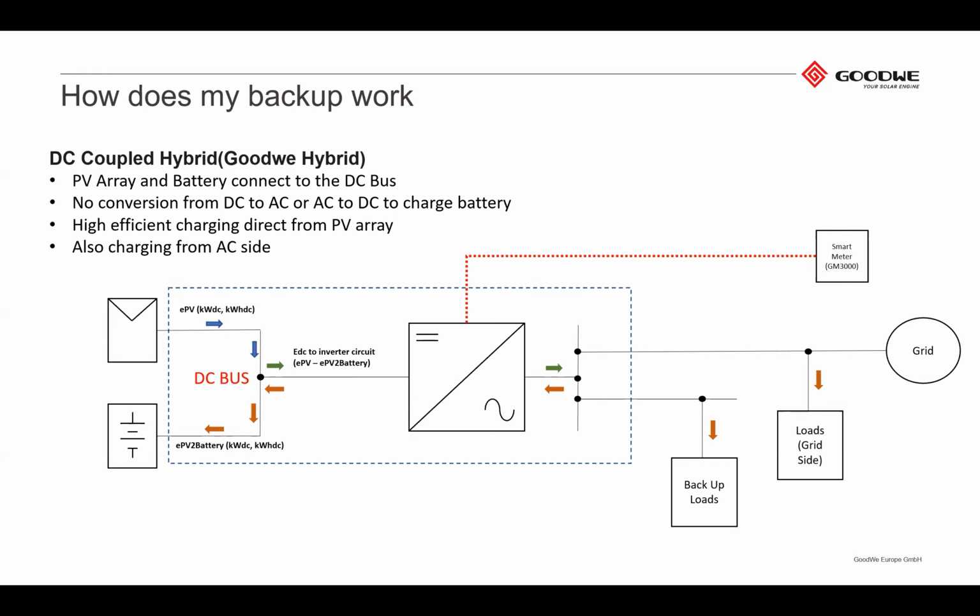This also gives us the ability to charge the batteries from the AC as well, because our DC bus converts to AC, and then that can push back for us to charge the batteries. As you'll see in this diagram, we've got our PV panels and our batteries all connected to one common DC bus internally in the inverter. Then the inverter inverts that to AC based on the smart meter and all of that. Then we have our backup loads and our grid loads all in one device.